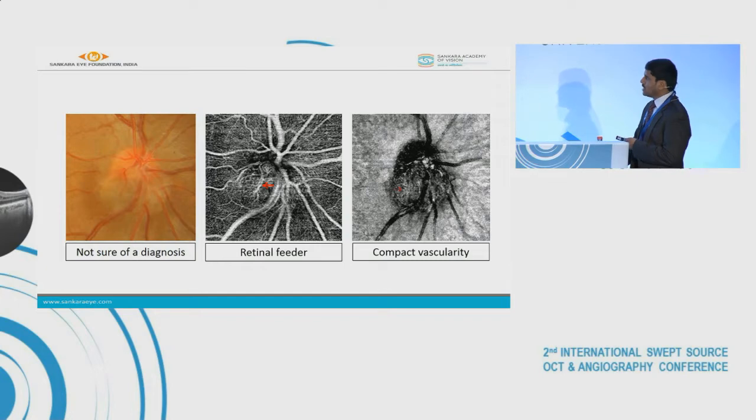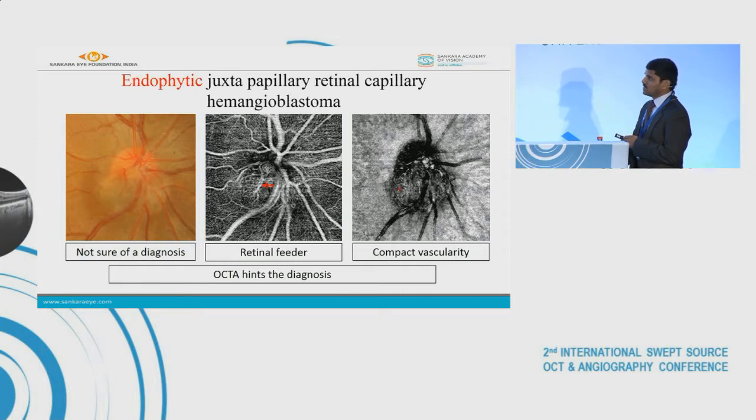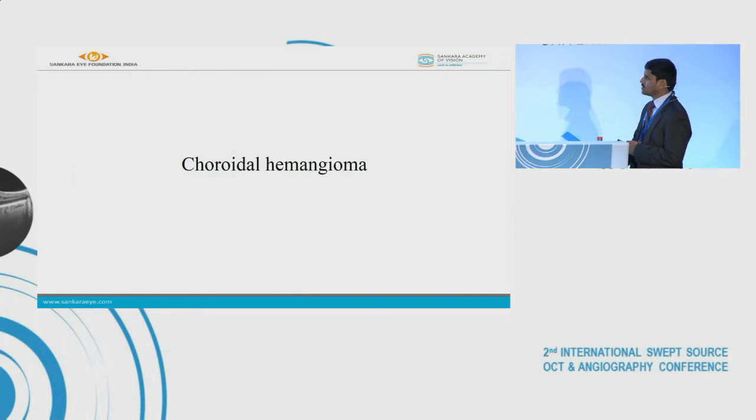feeding the tumor. And if we just ignore these projection artifacts from the superficial retinal vessels, we can see that the tumor is composed of a compact vascularity. So OCTA gives a hint to the diagnosis that it is a vascular tumor with a retinal feeder. So it is most likely an endophytic form of juxtapapillary retinal capillary hemangioblastoma.